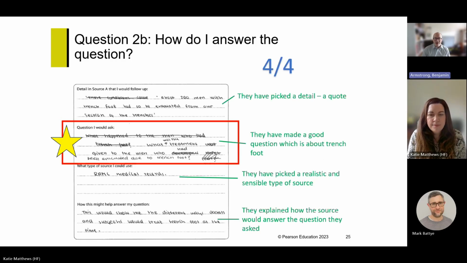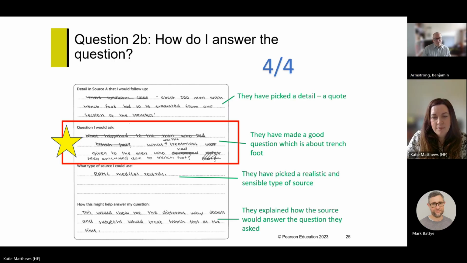So this is a great example of a 4 out of 4 answer. And before we look at it, just notice how they haven't written loads and loads. It's actually quite short in terms of the number of words they've written. But because they've focused on the question in the right way, they've still got full marks. So how have they done it?